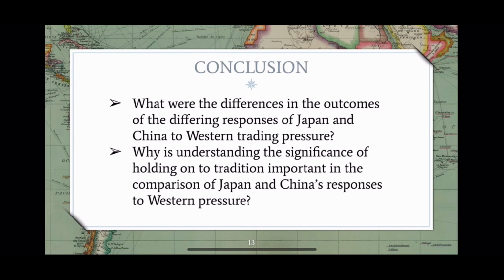To conclude this video, we're going to go over those big idea questions that were mentioned at the start of the screencast. By now, you should be able to answer them. The questions were as follows. What were the differences in the outcomes of the differing responses of Japan and China to Western trading pressures? And why is understanding the significance of holding on to tradition important in the comparison of Japan and China's responses to Western pressure? Pause this video now to come up with your answer.